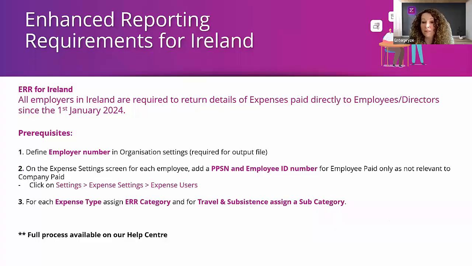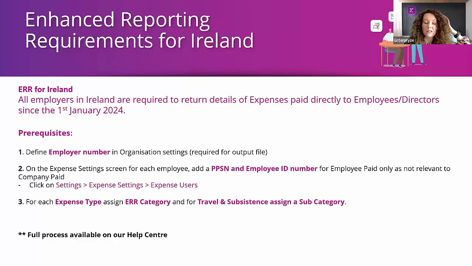And last but not least, I mentioned this throughout as we looked at the expense user panel and the expense types as well, the E or enhanced reporting requirements for Ireland. This is something that we have had in place since 2024. And you saw where you could define the PPSN and employee ID number for each employee that's been paid. For example, that was in settings, and expense users. The prerequisites are that you have to have the employee number as well in the organization settings, because that's required for the output file.